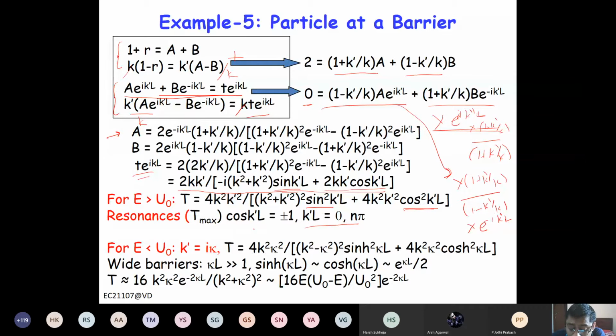That there is a finite probability, even though energy is more than U naught, that an electron can be reflected. They may not be transmitted, right? But at certain values of k prime l, there will be full transmission, right? And of course, if energy is much larger than U naught, then T will be 1 only. It is only for energies which are more than U naught, but not very large.